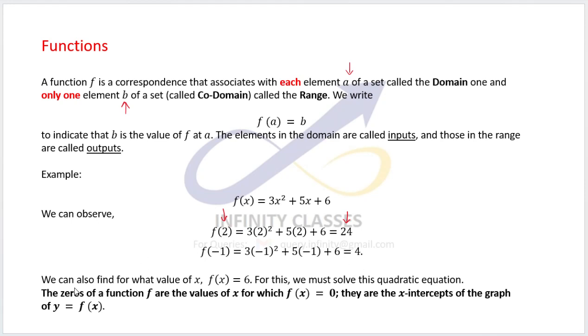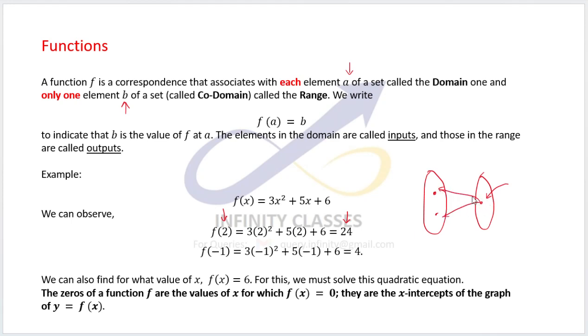We can also find for what value of x f of x is equal to 6. For this, we need to find the solution, or zeros, of the quadratic equation. This is the quadratic equation in this case, but in general, if there is any function f, we can write f of x equal to that value, and whatever values of x satisfy it will be the points in the domain which correspond to that value. So earlier the input points were given and we were trying to find the output. Now the output is given and you want to find the corresponding points.